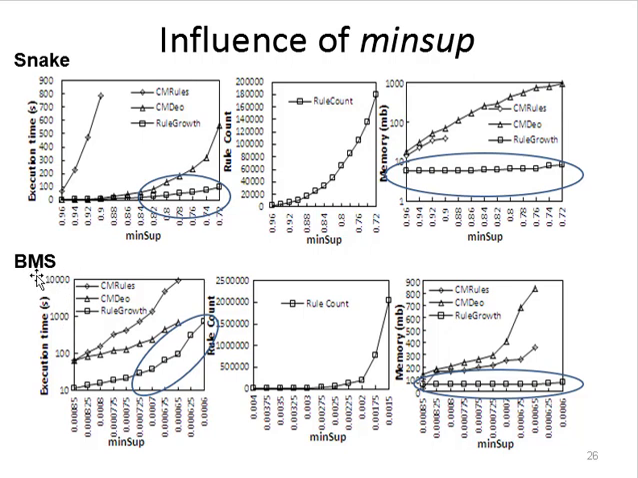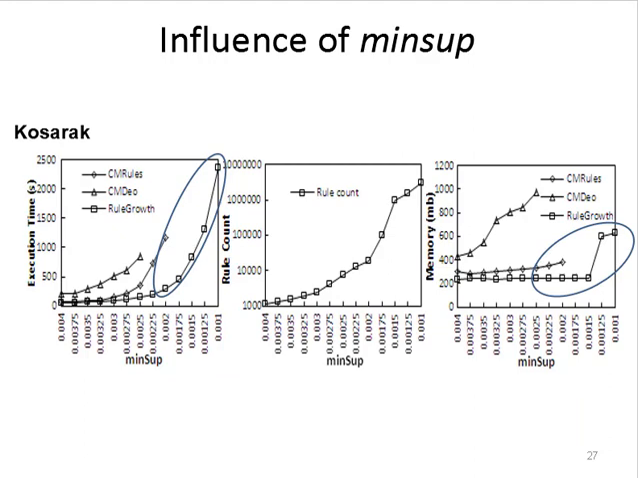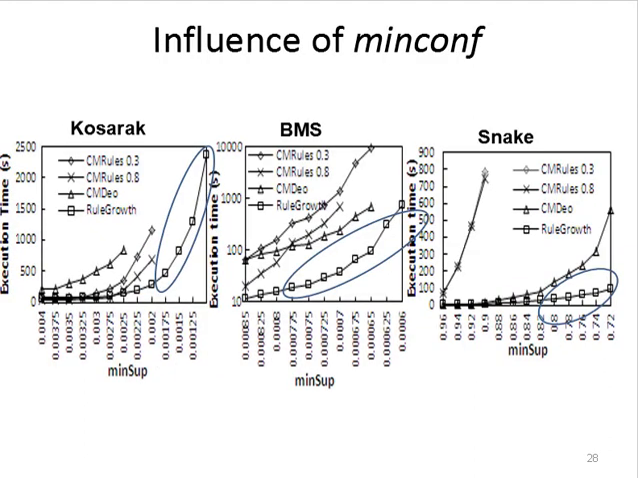For the BMS database, it is also the same. Our algorithm is the fastest, and for the memory also, we do better. Okay, so this is if we change the minimum support parameter. This is the other database. It is a little bit similar, so I will skip it.